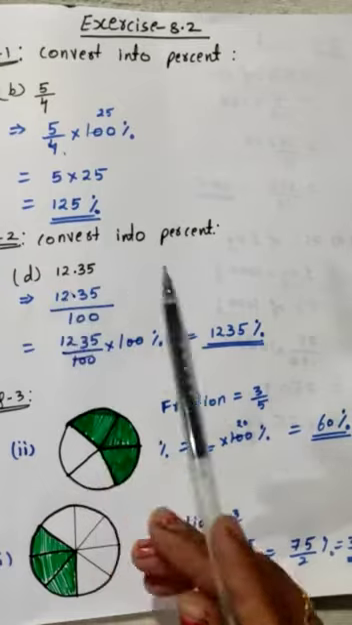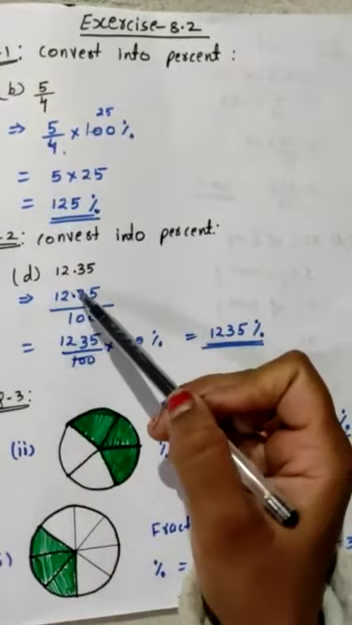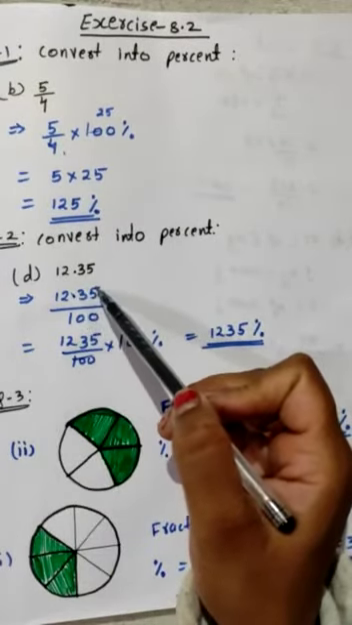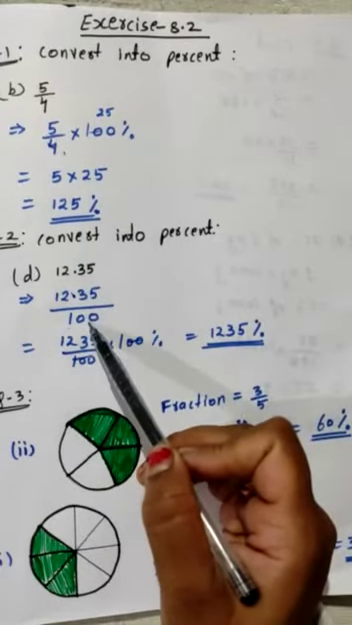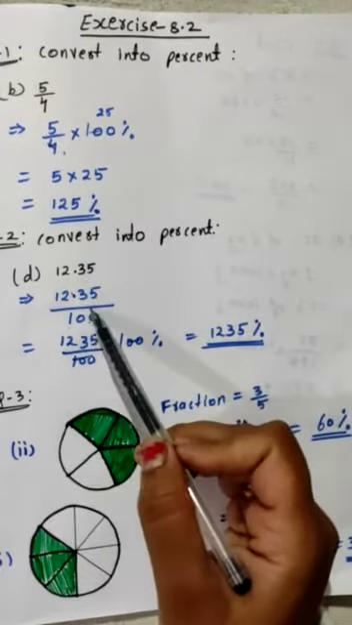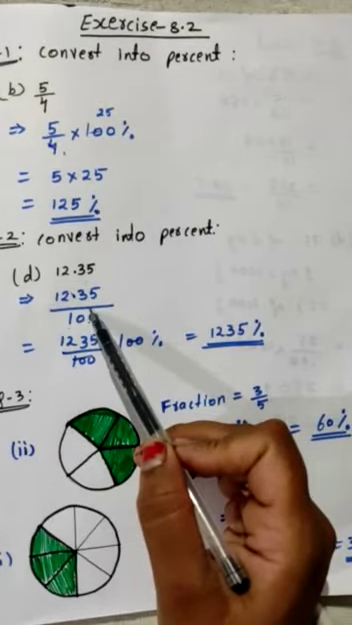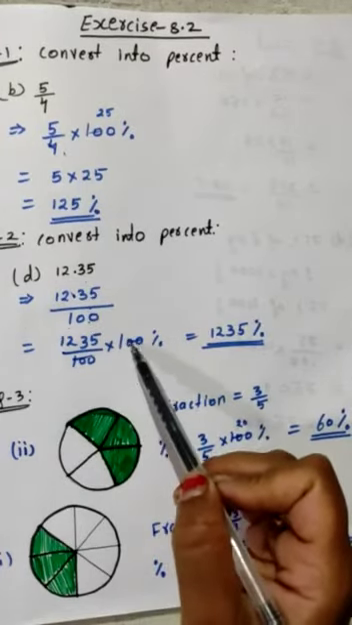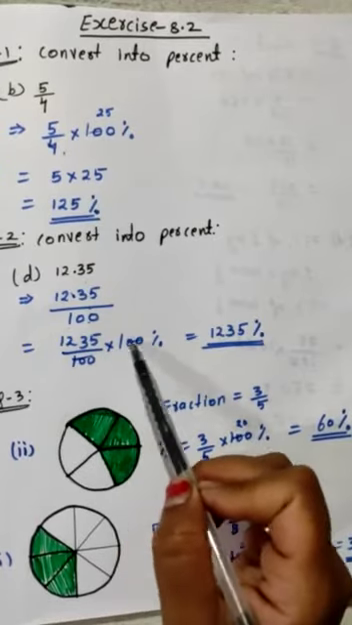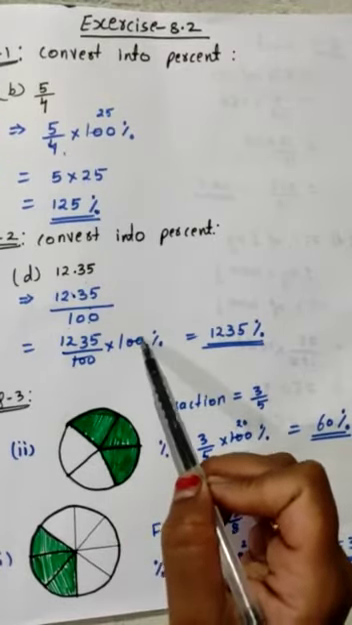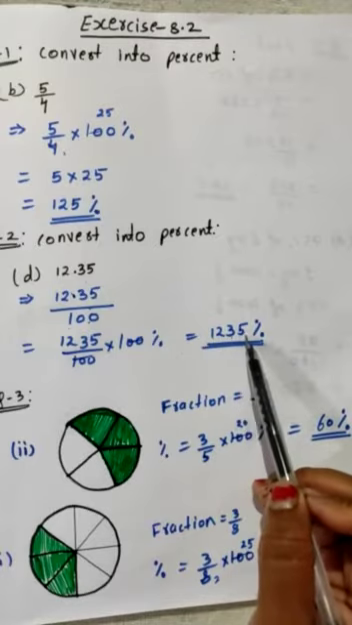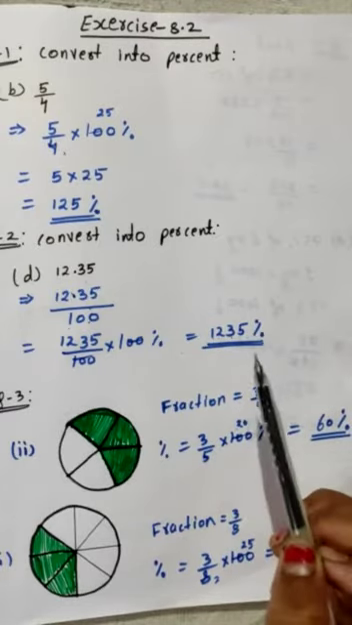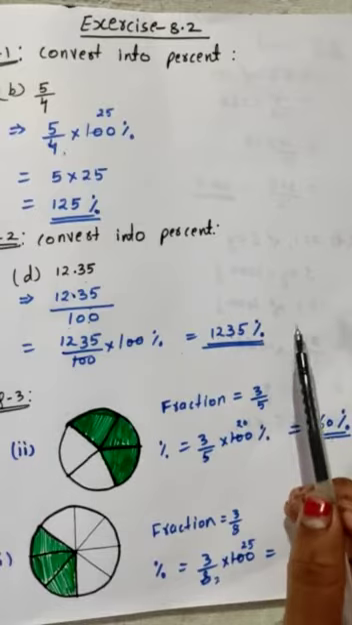So 12, and you know how to remove the decimal. After the decimal 2 digits are there, so when you remove the decimal, 100 will come in the denominator, and now it has become a fraction. Just multiply it by 100%. This 100 and this 100 will cancel each other and the answer will be 1235%. I hope these two sums are clear to everyone.